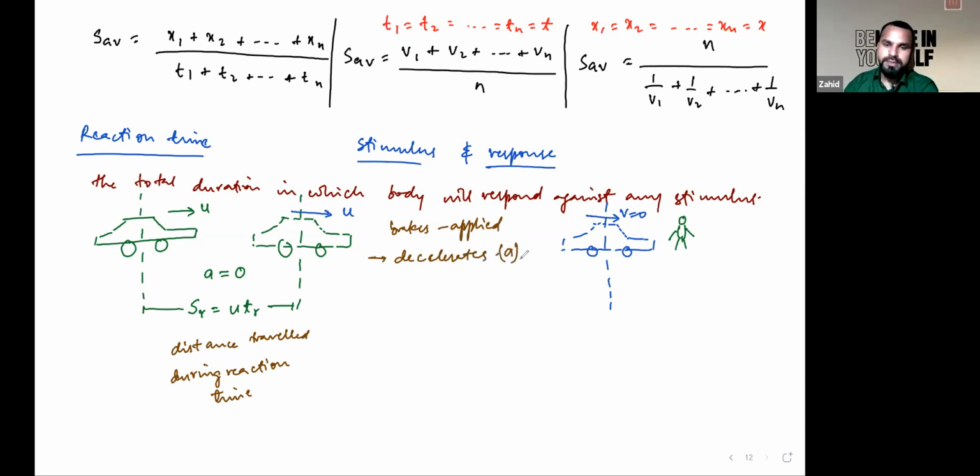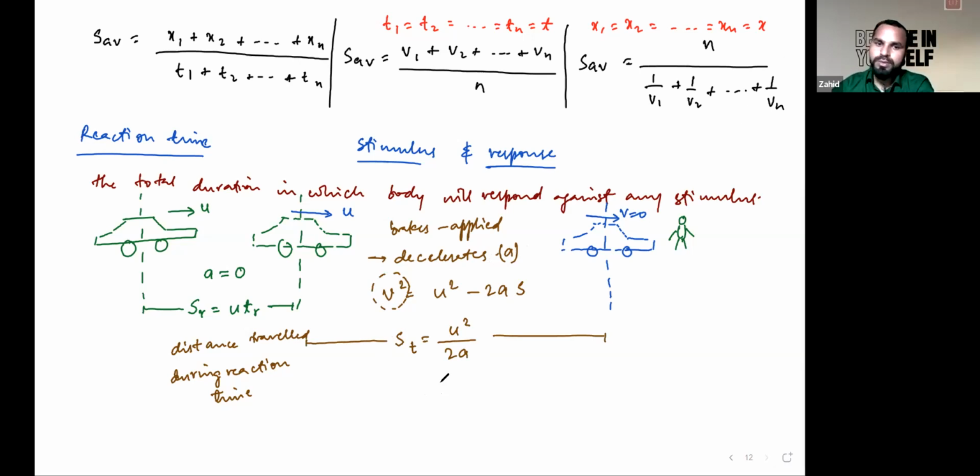at some acceleration A. So using the third equation of motion, V squared equals U squared minus 2AS, as A would be negative since it's decelerating. Since the final velocity is zero, as the car is getting stopped, if you calculate S, it will be U squared divided by 2A. This S is stopping distance, so call it ST, the total distance from this point to this point. This is called stopping distance.